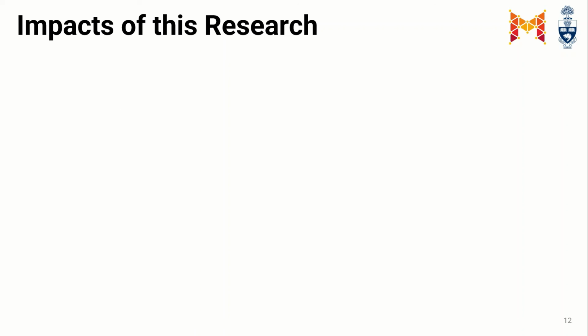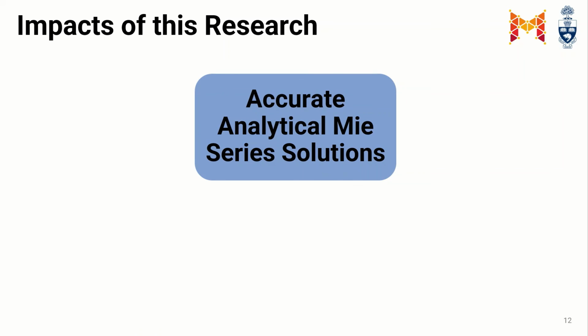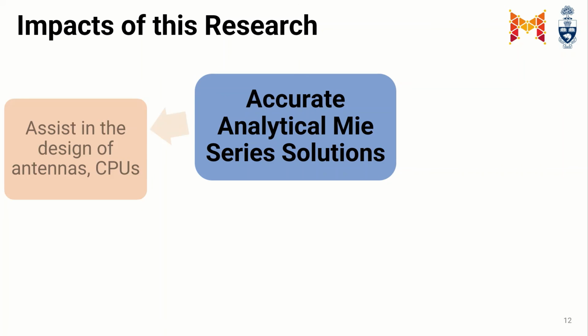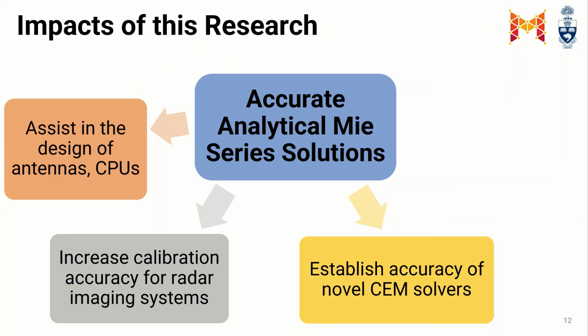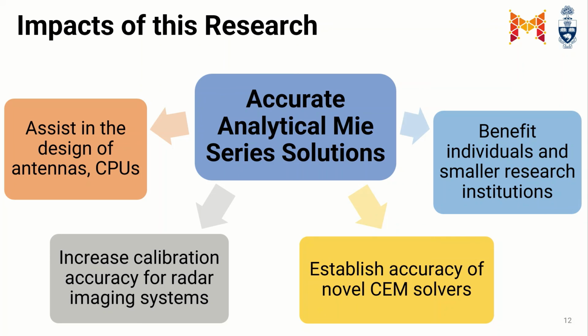To finish off, I'd like to highlight some potential impacts of this research, both in Canada and globally. By providing accurate analytical solutions, this code can help validate numerical results obtained during the design process of antennas and CPUs, help perform more accurate calibration of radar imaging systems, establish the accuracy of novel computational electromagnetic codes, and finally, since we'll make this open source, countless other individuals can also make use of this library and benefit.